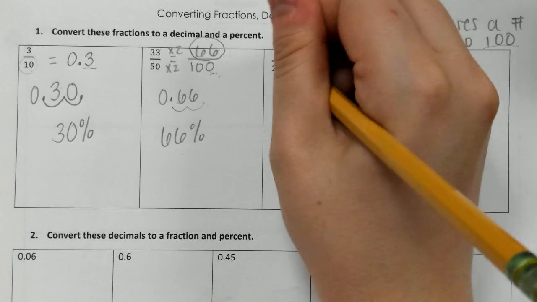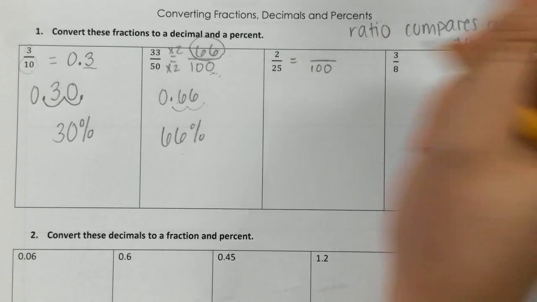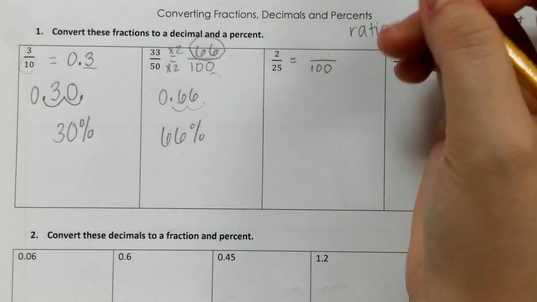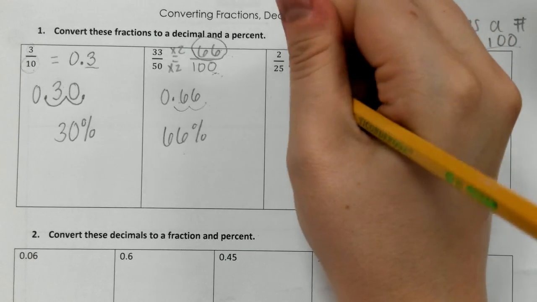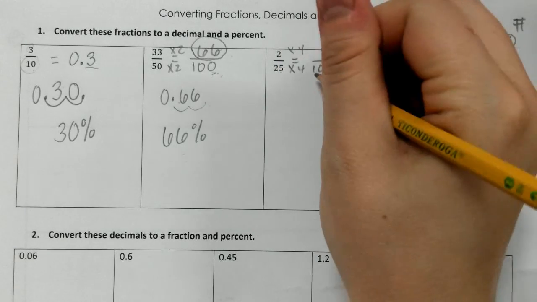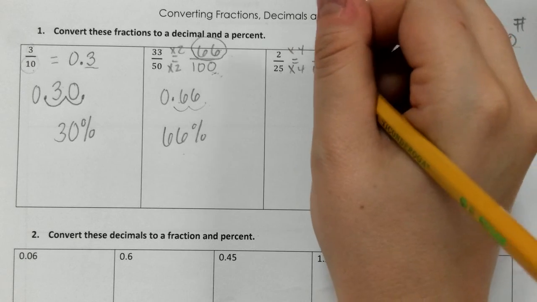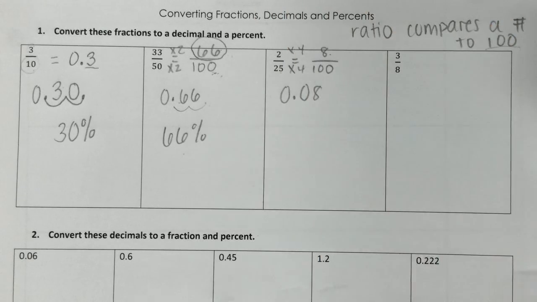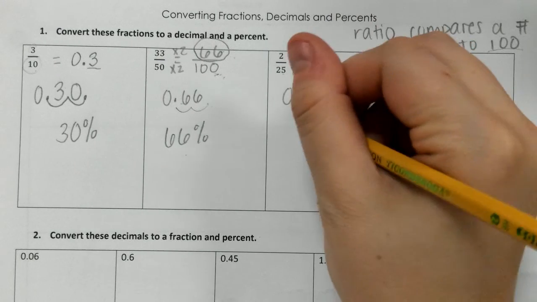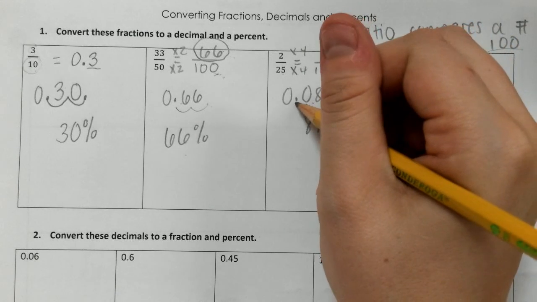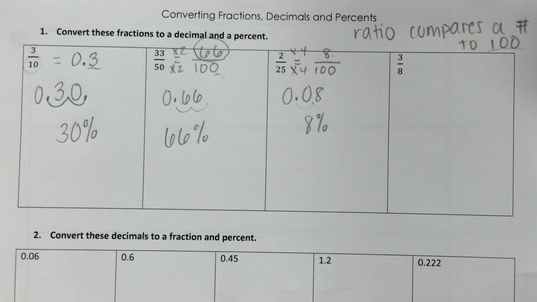All right, let's do 2 out of 25. So we're going to get that number compared to 100, so it is a percent. So 25 times 4 makes 100, 2 times 4 is 8. So be careful on this one, 8 hundredths, we got to put this in the hundredths place value. So there's nothing in the tenths, and that's 8. So the number that's being compared to 100 is 8, so that's our percent. And if we also move the decimal 2 places to the right, 1, 2, that turns into 8% as well.